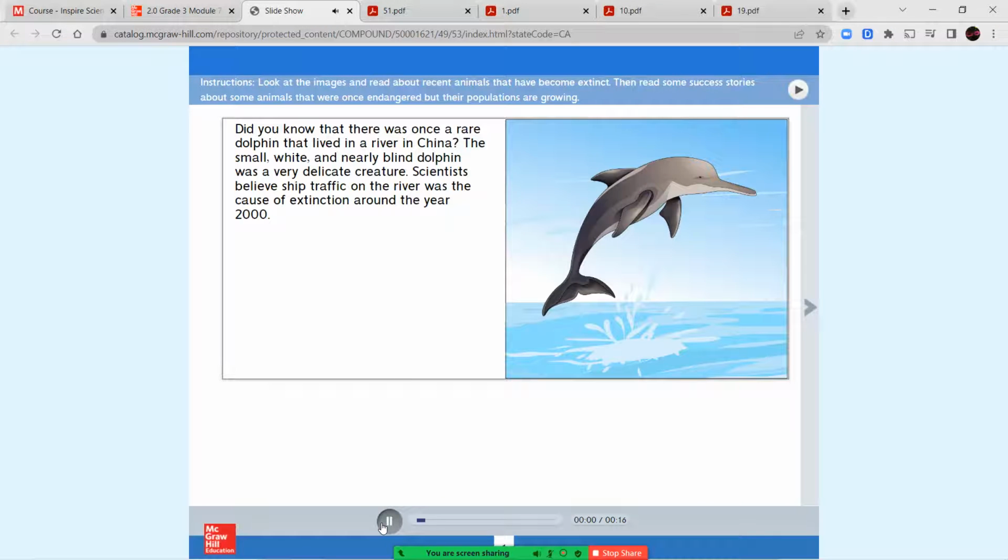Did you know that there was once a rare dolphin that lived in a river in China? The small, white, and nearly blind dolphin was a very delicate creature. Scientists believe ship traffic on the river was the cause of extinction around the year 2000.